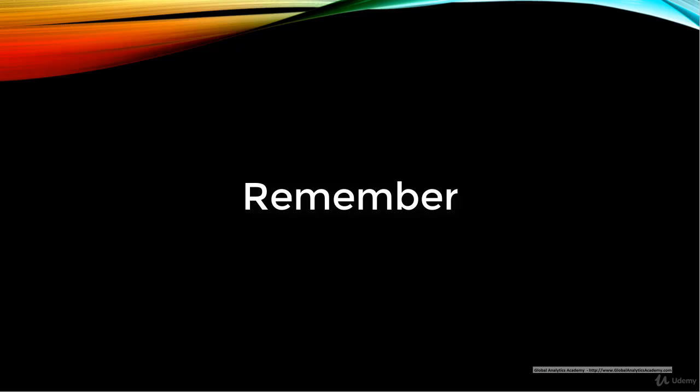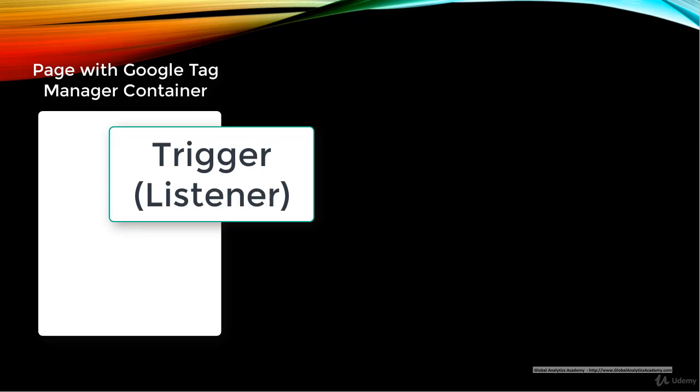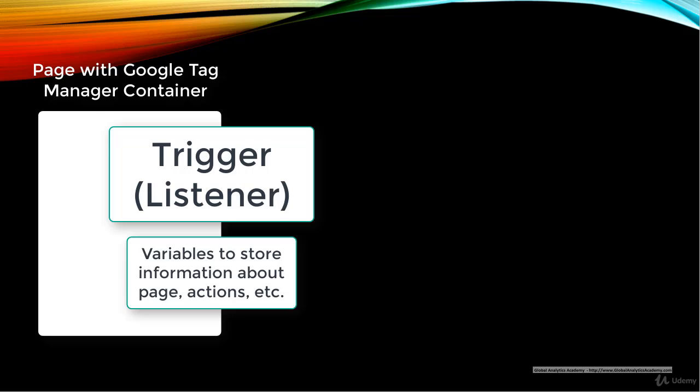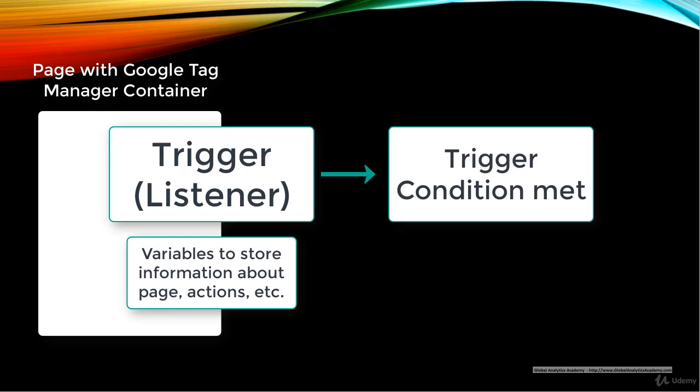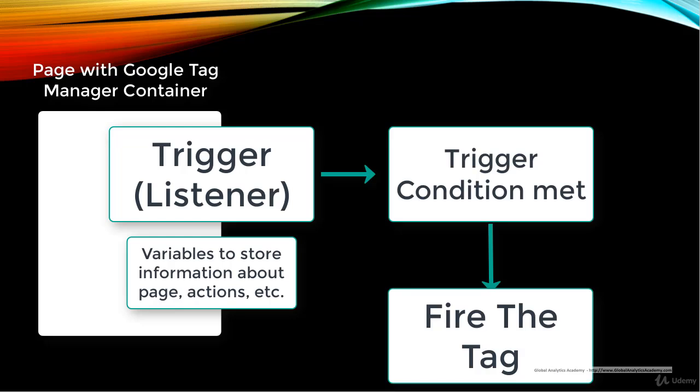So to sum it up, there are a few things in play here. One is your container code that's ready to listen, a trigger which makes it listen to particular actions on the page or browser, and the variables which store information about various things such as the actions, the page name, IDs, etc., which can then be passed to triggers and tags as needed. Once the trigger criteria is met, it fires the appropriate tag.